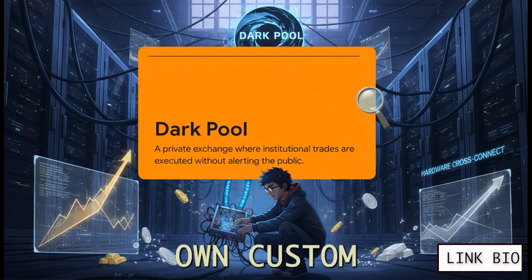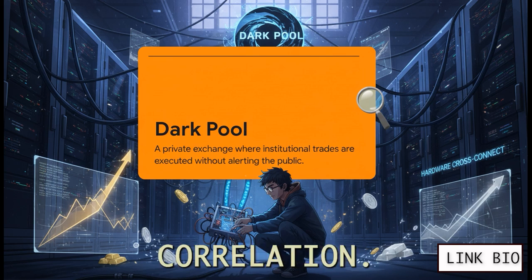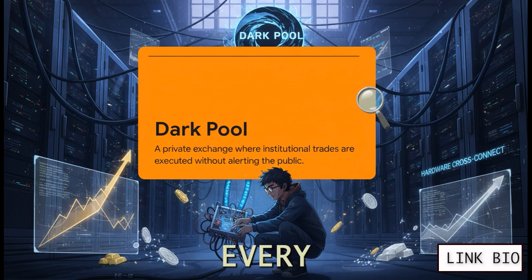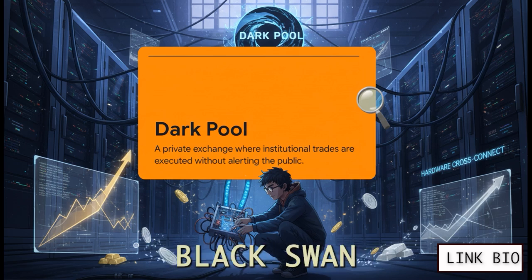He's directly tapped his own custom server into the dark pool's hardware cross-connect. He's essentially building a synthetic arbitrage loop, buying gold and shorting silver at the exact same time to permanently break their mathematical correlation. If he pulls this off, every algorithmic hedge fund model on the planet will collapse in this entirely manufactured black swan event.